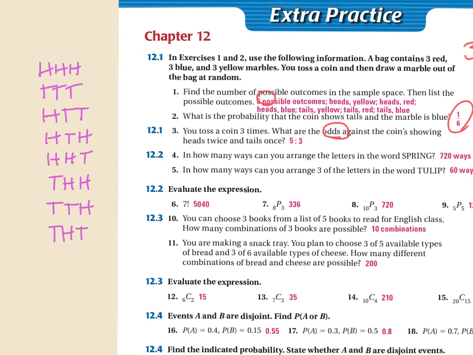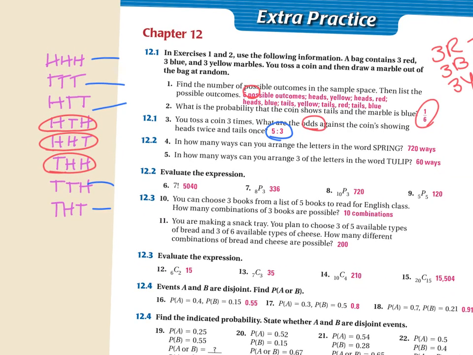And then it says, what are the odds against the coin showing heads twice and tails once? Heads twice, tails once, that's 3 of these. That's what you don't want, that's what against means. That means 1, 2, 3, 4, 5 of the options are what you don't want, and what's left over is that 3. That's where the 5 to 3 comes from. So you won't have to create your own sample space, don't worry too much about it. But you do have to know the difference between probability and odds.